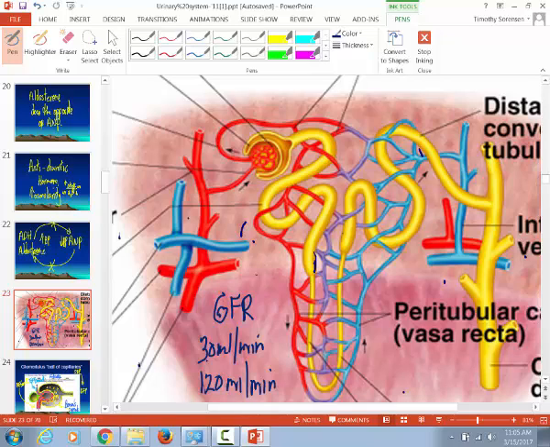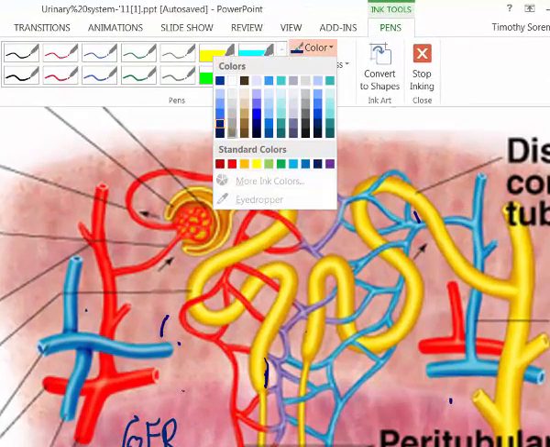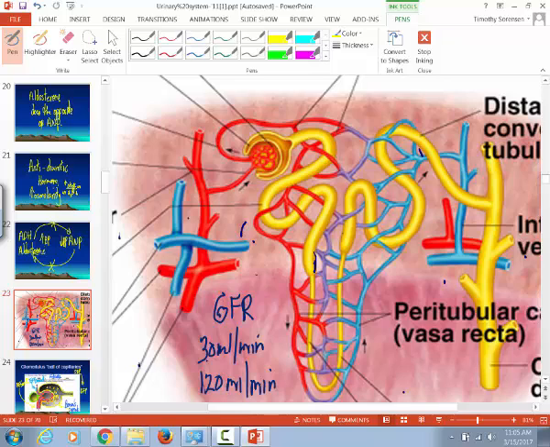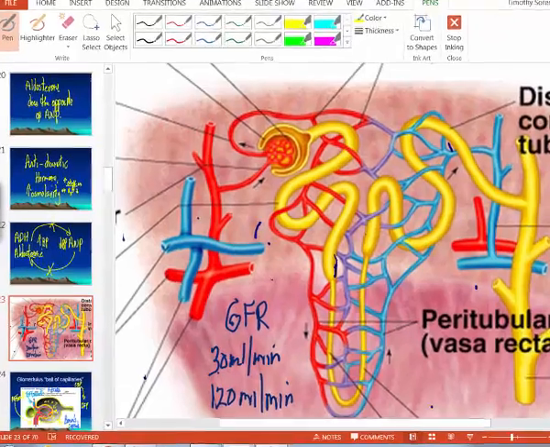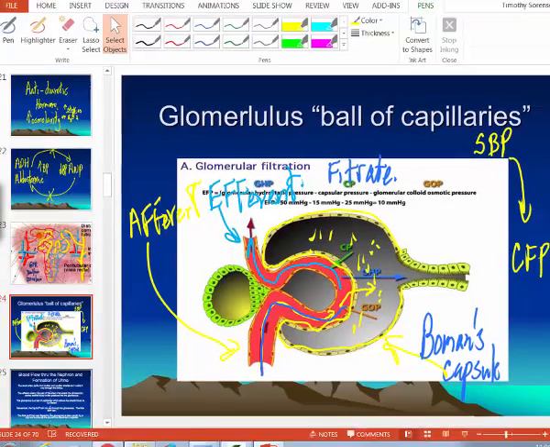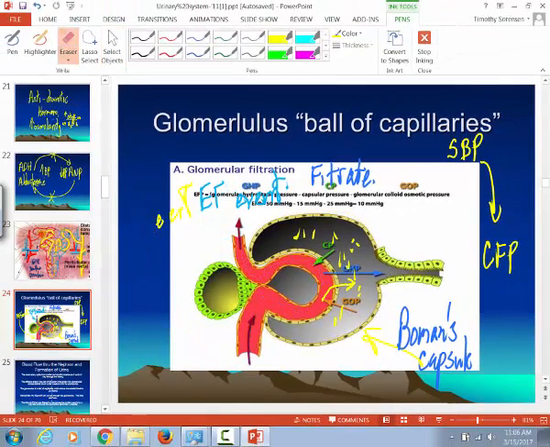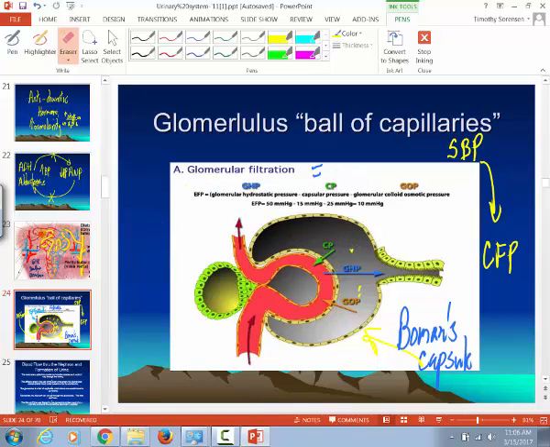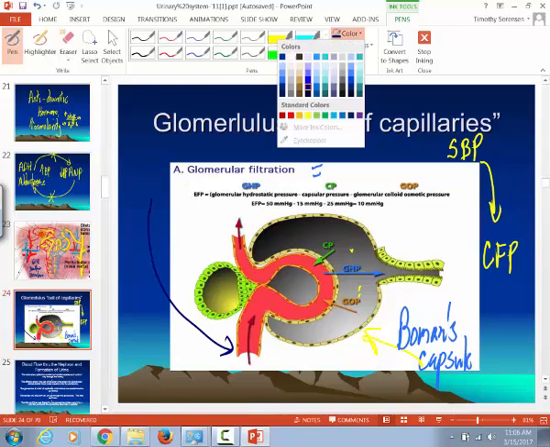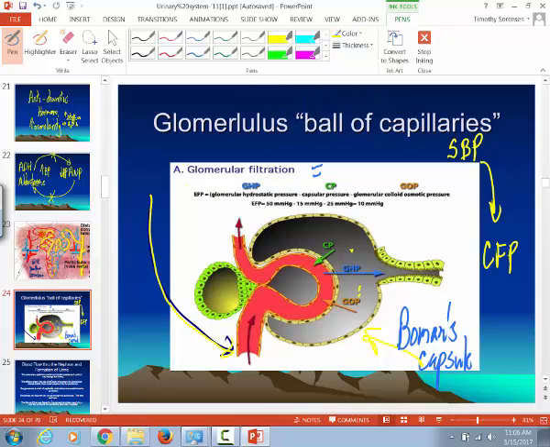Okay, so watch. I'm going to blow this up, right? I'm going to show you this. Remember, these are made of muscle. And what can muscle do? It can contract and relax. Now, think about this for a minute. And again, I'm asking you to start putting some stuff together. The sympathetic nervous system innervates the afferent arteriole.